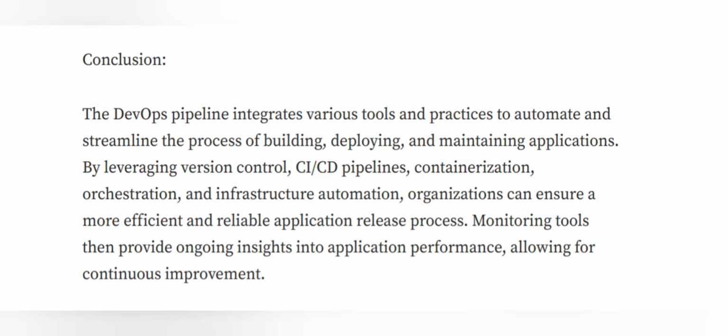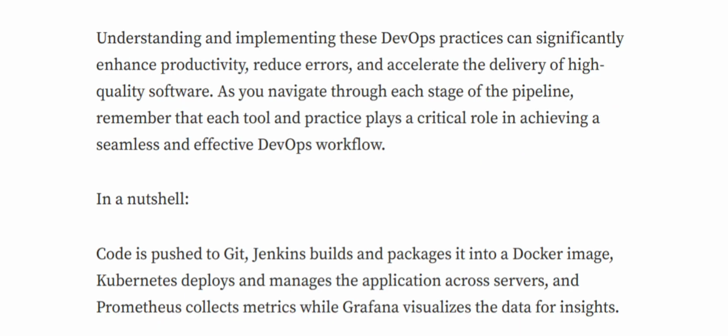The DevOps pipeline integrates various tools and practices to automate and streamline the process of building, deploying, and maintaining applications. By leveraging version control, CI/CD pipelines, containerization, orchestration, and infrastructure automation, organizations can ensure a more efficient and reliable application release process. Monitoring tools then provide ongoing insights into application performance, allowing for more continuous improvement. Understanding and implementing these DevOps practices can significantly enhance productivity, reduce errors, and accelerate the delivery of high-quality software.